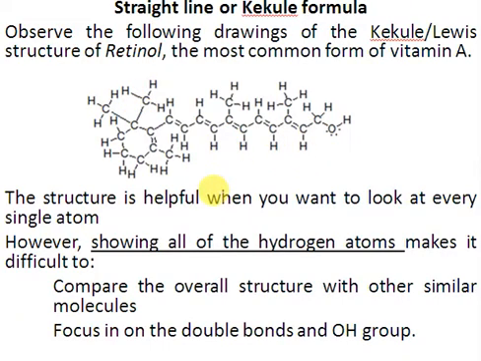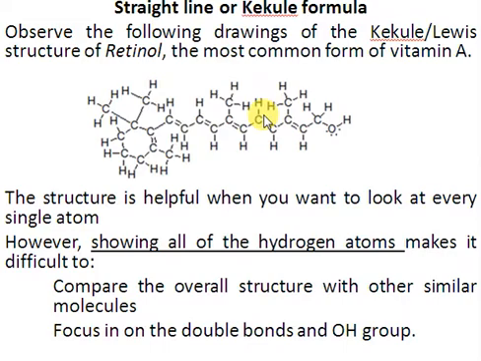However, when you see this structure, you become confused at first sight, because it's very difficult to interpret. It's showing a lot of hydrogen atoms, and it becomes very difficult to compare the overall structure of this molecule with a structure that is similar to it. Also, at first sight, it becomes very difficult to focus on the double bonds, right? The double bonds are very much eclipsed. They are trapped between the hydrogens, and the first and most prominent things we see in these structures are just the hydrogen atoms.